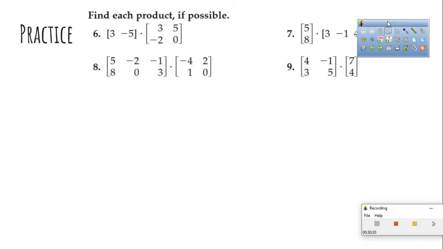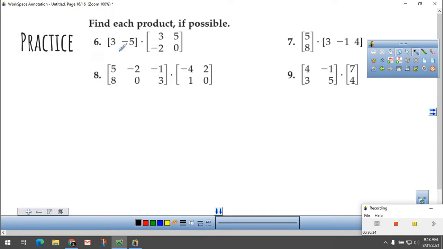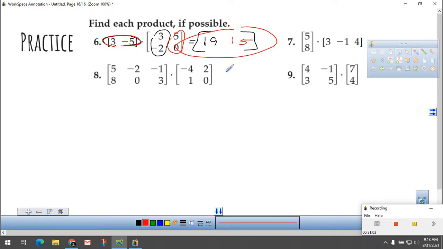Alright, looks like 6 through 9, it wants you to actually work some out. So for number 6, it looks like this is a 1 by 2 matrix, and this is a 2 by 2, so yes, that can be multiplied. So let's do row times column, so it'll be 3 times 3 is 9, negative 5 times negative 2 is 10, so 9 plus 10, so that'll be 19. So that takes care of that. And then the row times the second column. So 3 times 5 is 15, plus 0, so 15. And so that will be your answer for that one.